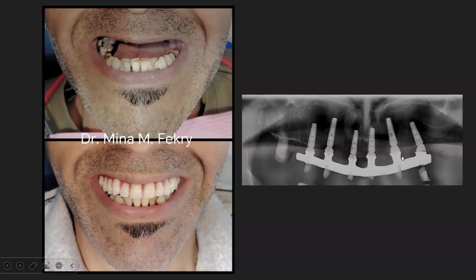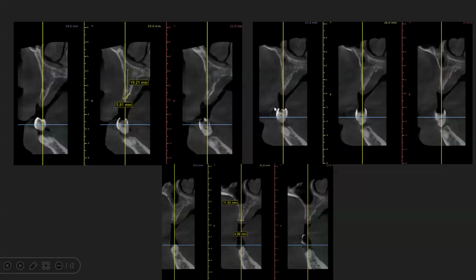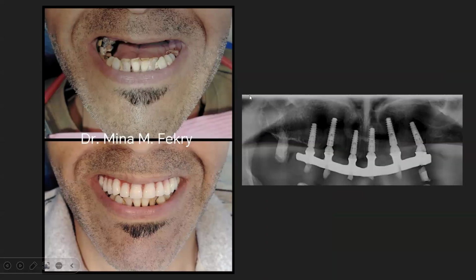for full arch restoration with immediate temporization. You can see this case, we're seeking a full arch upper maxillary restoration. You first can see your 3D cone beam CT to decide which implants are going to be used and the angulation of your implants. Of course, here we got abundant soft tissue, but the hard tissue was a problem.